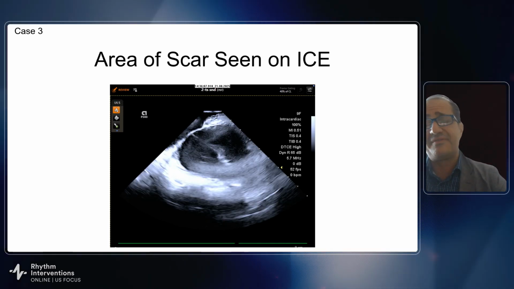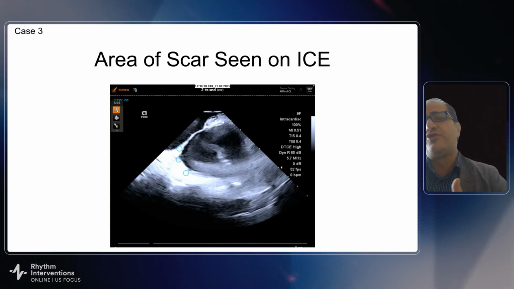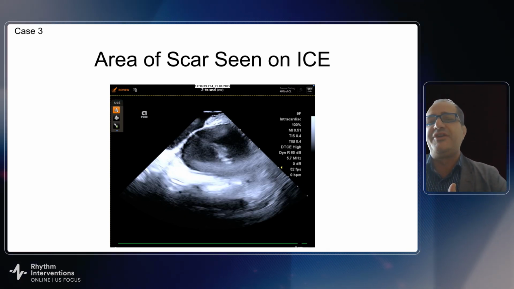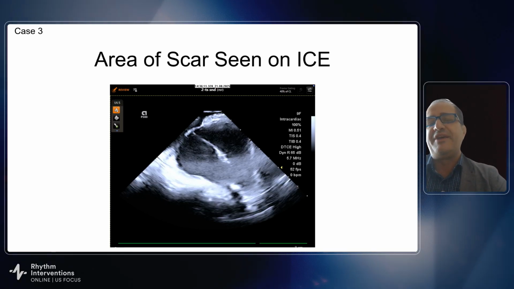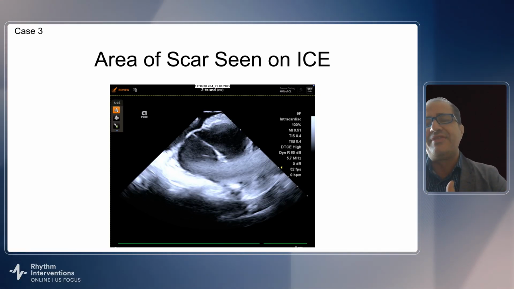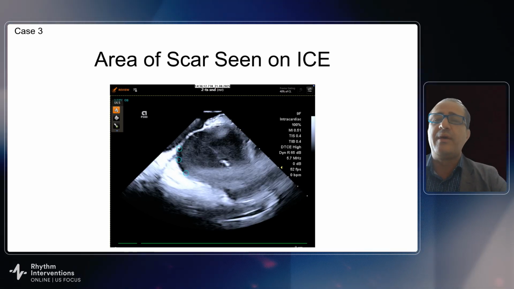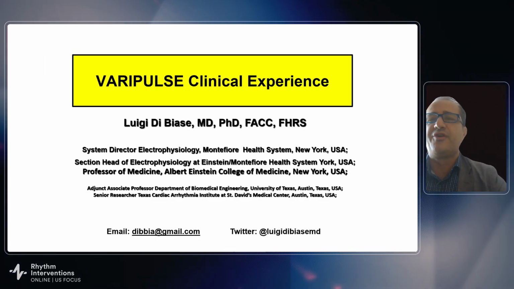So in conclusion, I showed you examples of using PFA beyond PVI with ICE integration, examples of SVC isolation, posterior wall isolation, anterior wall isolation, and I hope you liked it, and we can go to the discussion. Thank you very much for your attention.